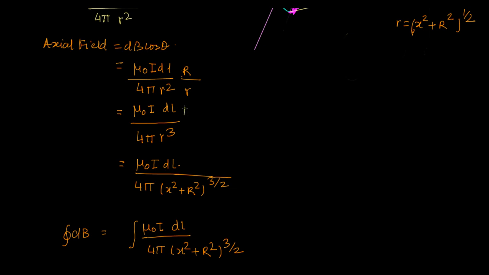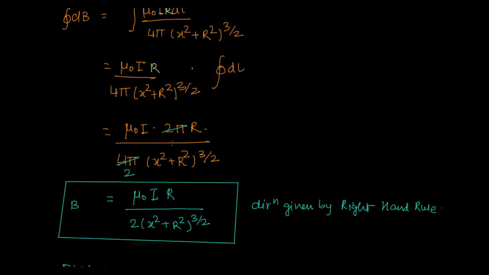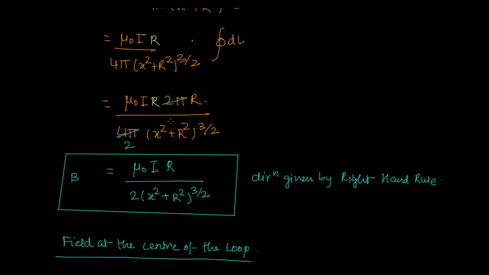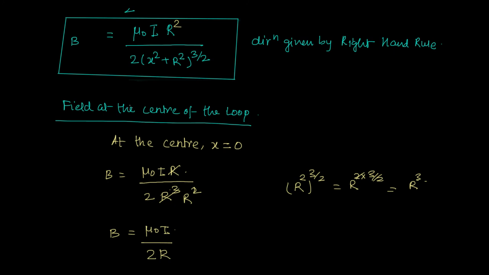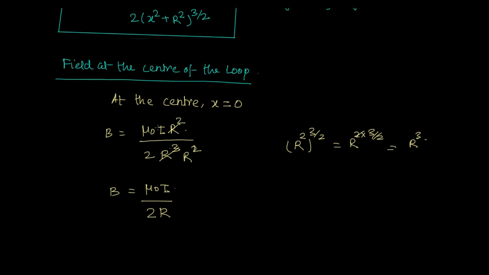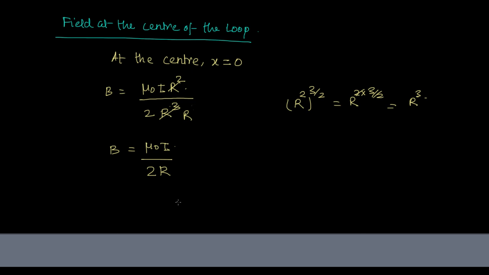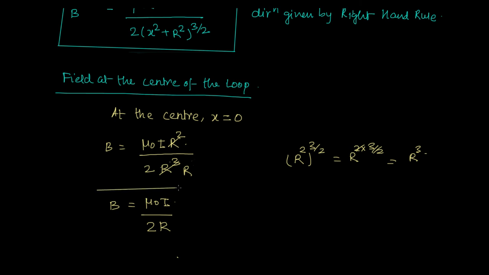There was an R which we did not write here, right? Yes. So this is another R. This R is still there, and then another R comes in due to this. So here you have mu naught I R square, and this R square cancels and gives you R. Hence this becomes mu naught I by 2 R, because if it were R square in the denominator, the dimension would not have been that of the field, right? So B is equal to mu naught I by 2 R at the center of the loop.